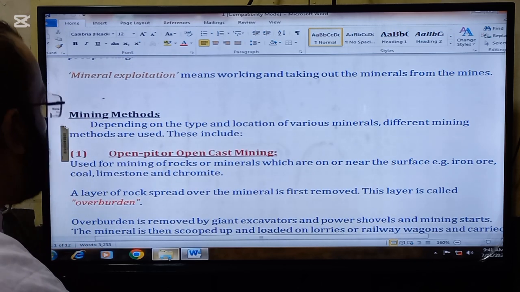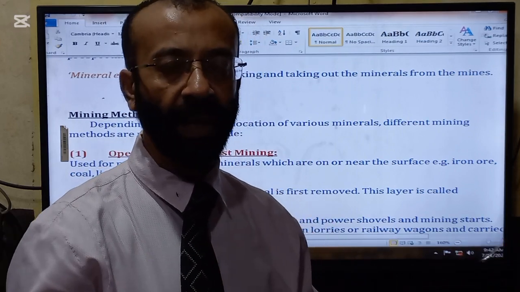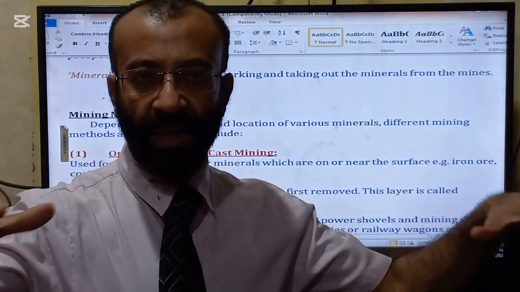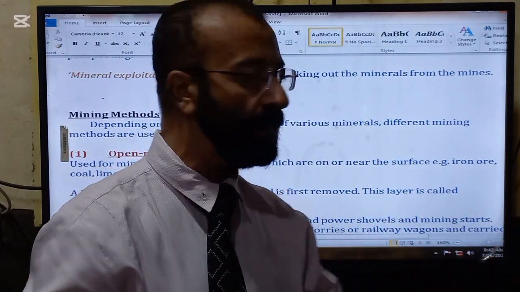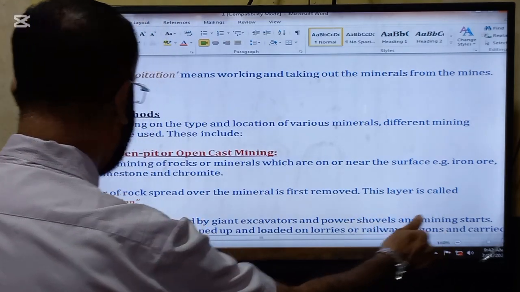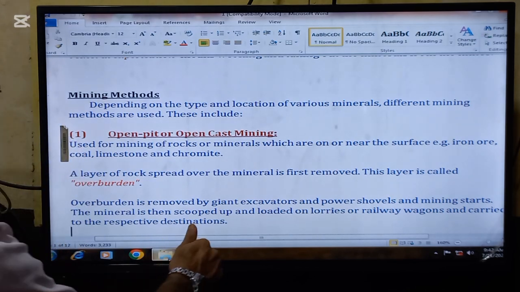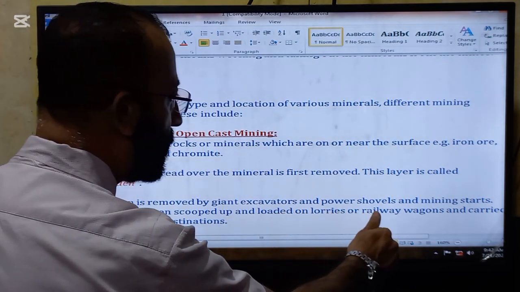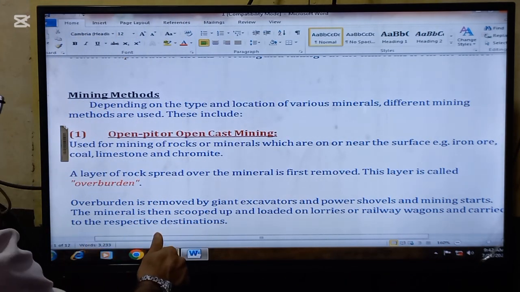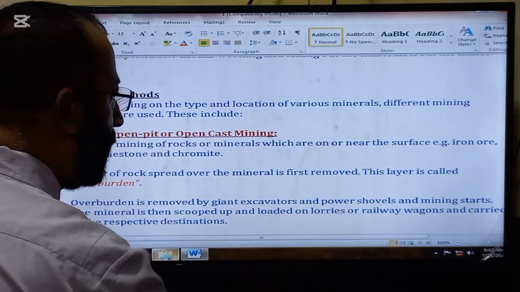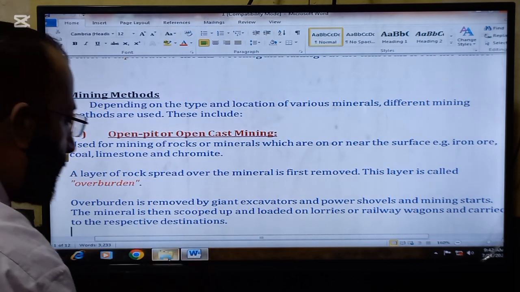A layer of the rock spread over the minerals is first removed. So wherever these minerals are found, a protective layer is found over the minerals. So first that layer is removed. This layer is called overburden. Overburden is removed by giant excavators and power shovels, and mining starts. The mineral is then scooped up and loaded on the lorries or railway wagons and carried to the respective destinations.